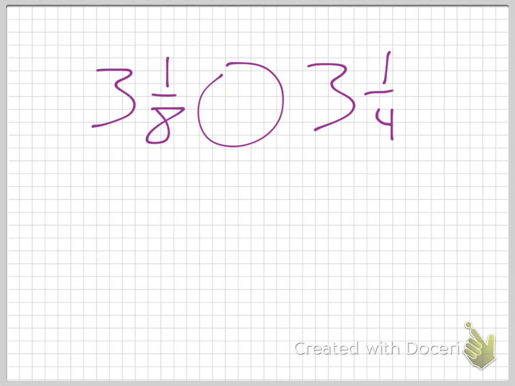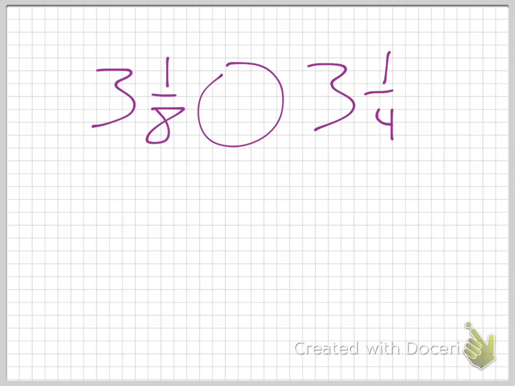Try one. It's kind of easy though. Look, 3 1/8 and 3 1/4. I would like to hope that you guys could do this without doing any math. How could you do that in your brain? Well, listen. Think of the number line. They're both 3, right? So we're not dealing with that.